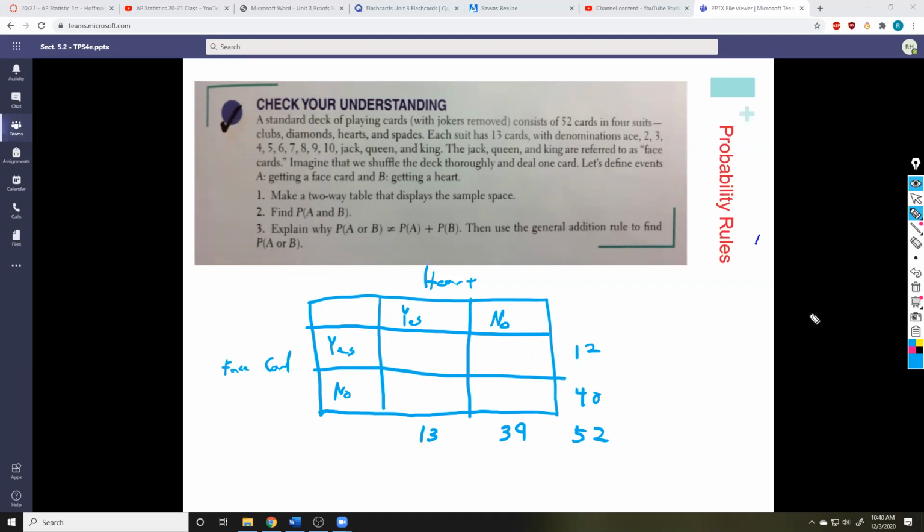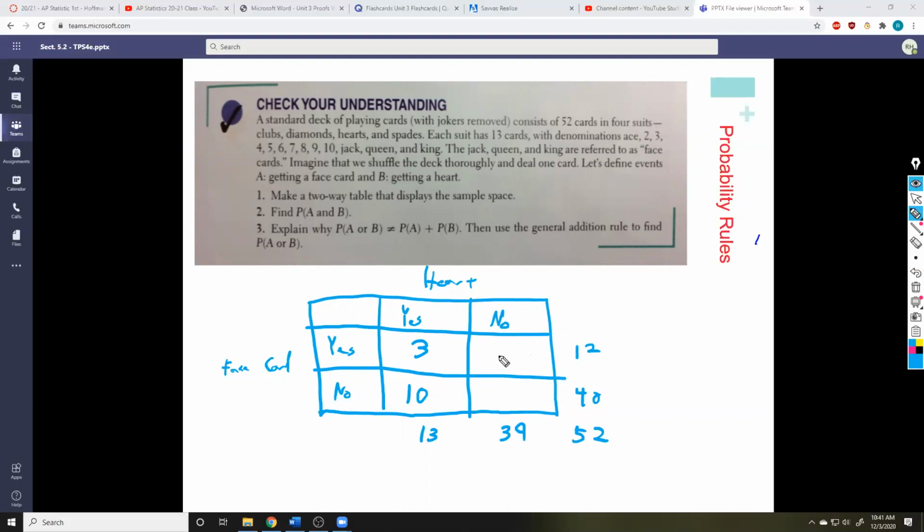So how many are face cards that are hearts? Well, we have 3 of them. We have the Jack of Hearts, the Queen of Hearts, and the King of Hearts. Off with their heads. 3 of them. That leaves 10 of the hearts that are not face cards. We have the 2, 3, 4, 5, 6, 7, 8, 9, 10, and ace of hearts. These are hearts that are not face cards.